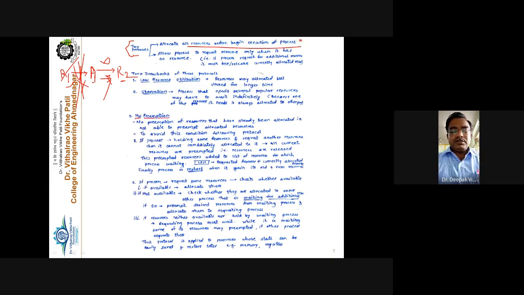The first solution says that suppose P1 comes into the system. Whatever resources are required by that particular process during its entire lifetime, you are going to allocate all the resources before the start of its execution. So during its execution, it will not demand any other resource. Getting my point or not?